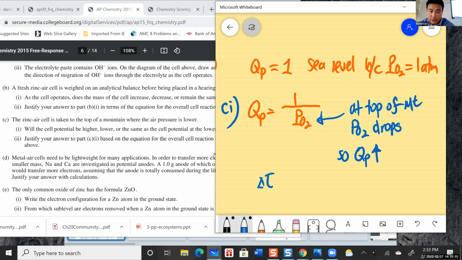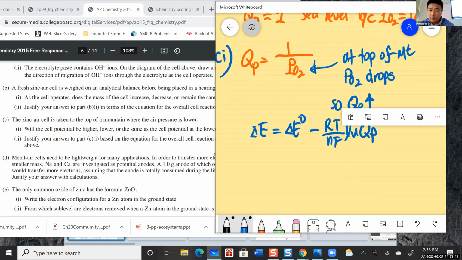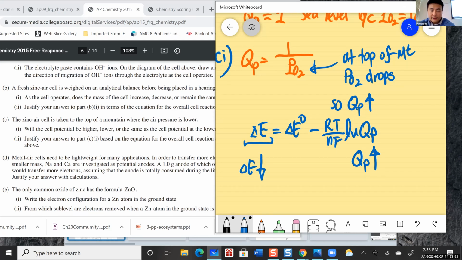And what does that have to do with cell potential? They want the Nernst equation. You write down the Nernst equation, which is this one, right? Minus RT over nF ln Q. Then you look at this mathematically, right? What happens when Q increases in value? Well, delta E will have to go down, yeah?